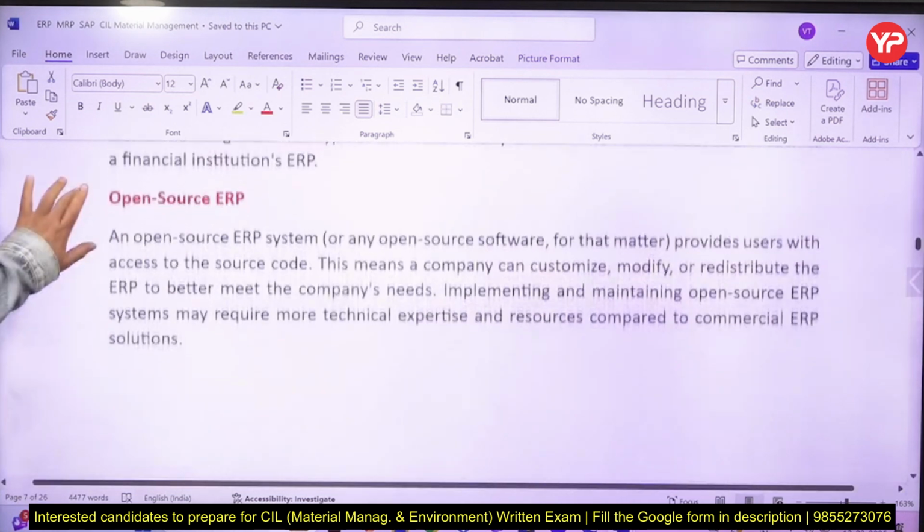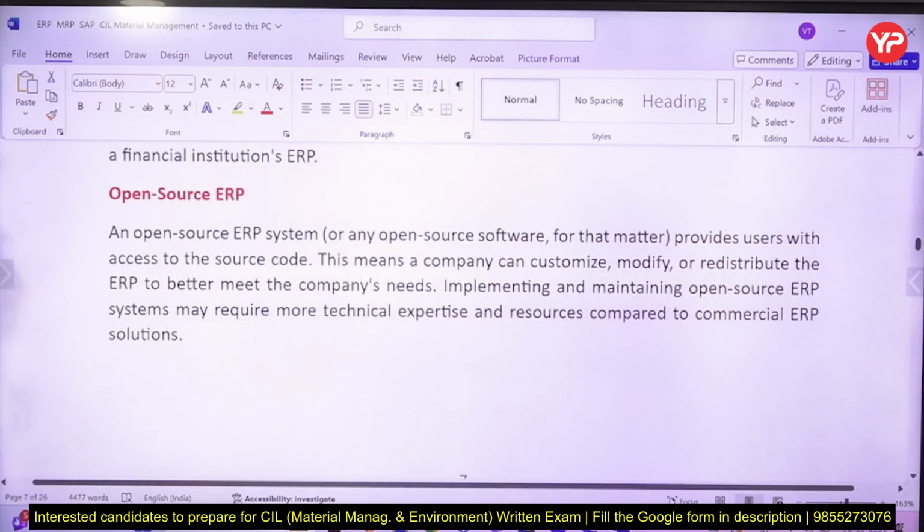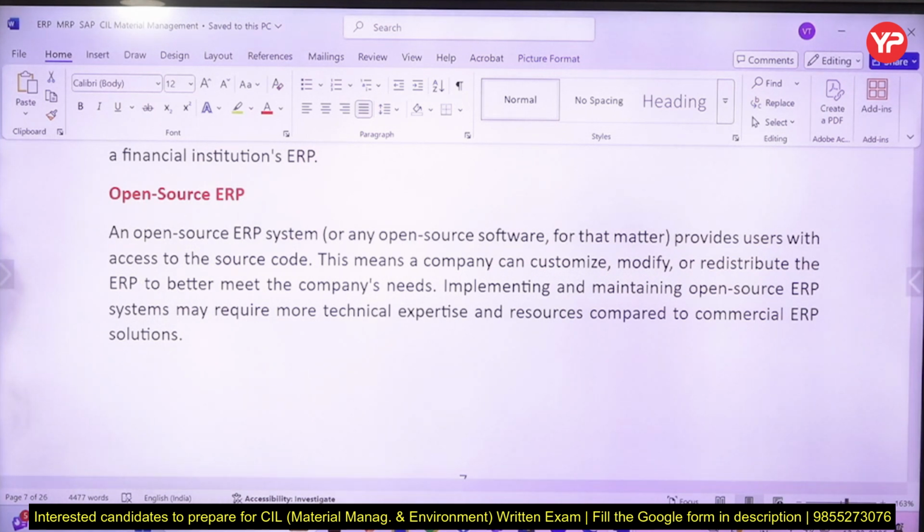What is open source ERP? Like any open source software, you get access to the source code and the company can customize, modify, redistribute the ERP to meet the company's requirements.